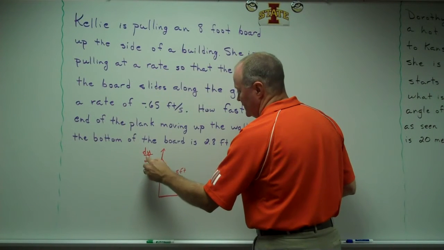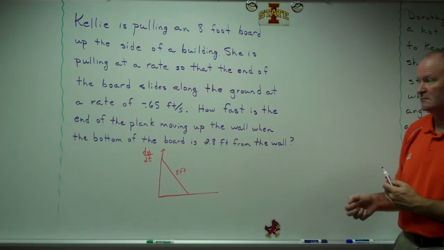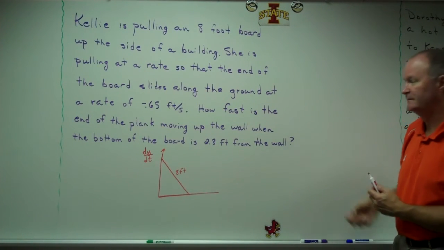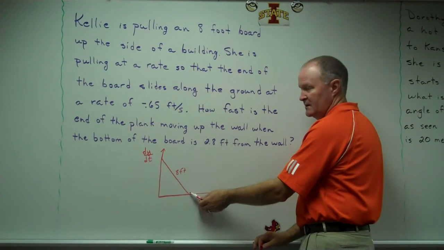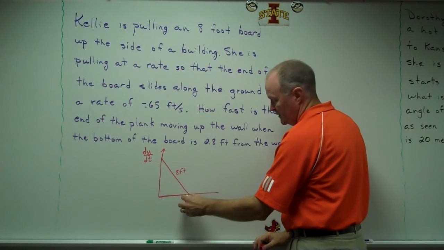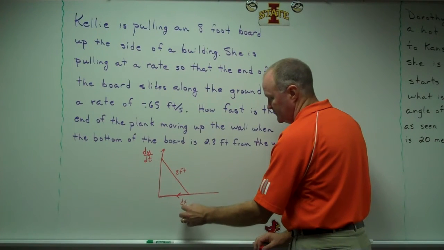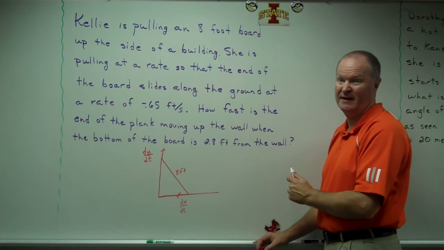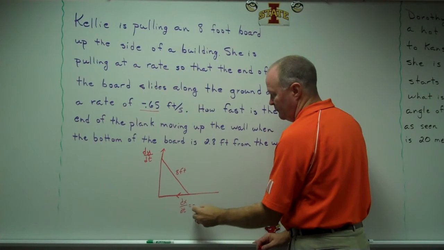Our Y. That's a dy dt. Do we know that? No, that's actually what we're trying to find. If that end goes that way, which way does this end go? Negative. Actually it goes that way, right? And that's dx dt. Do we know that? Yes. Negative 0.65.